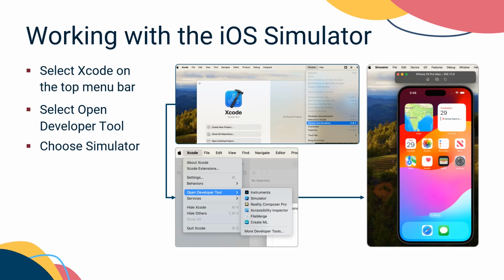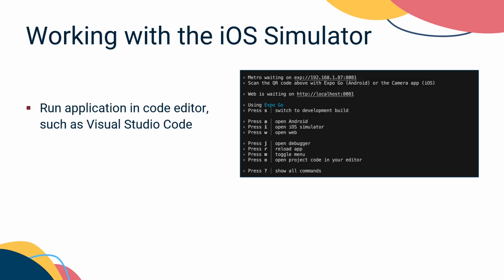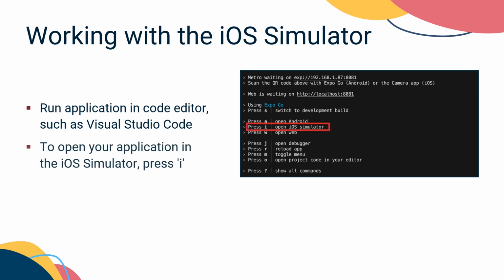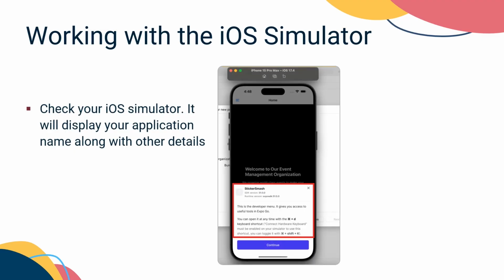Proceeding further with configuration of the iOS simulator, now you need to run your application in your code editor, such as Visual Studio Code. The terminal will display various commands to press to open the required application. To open your application in the iOS simulator, simply press I. After pressing I, your terminal will begin preparing your application to open in the simulator, displaying details like those shown on the screen. Next, check your iOS simulator.